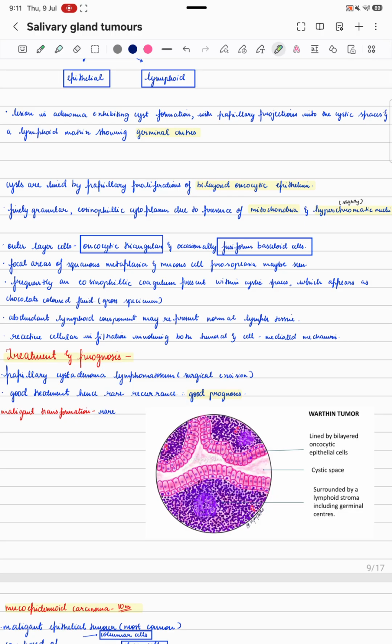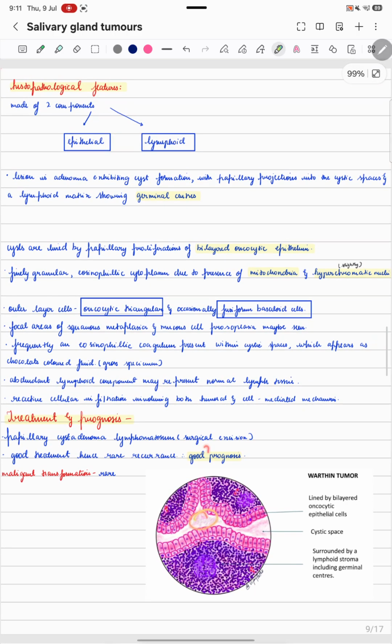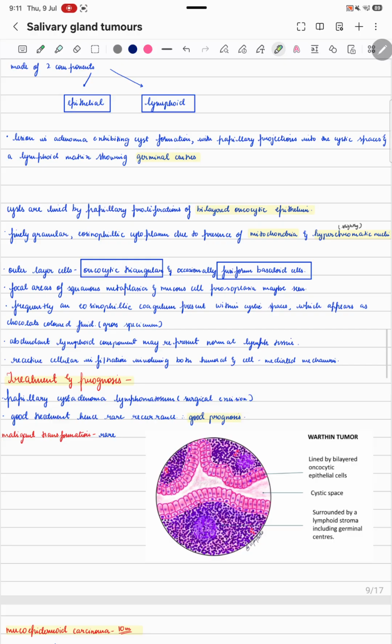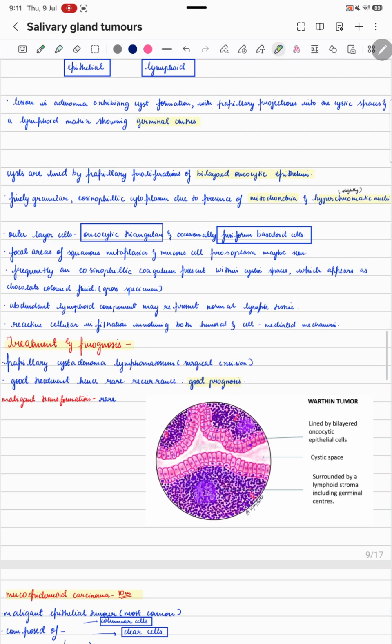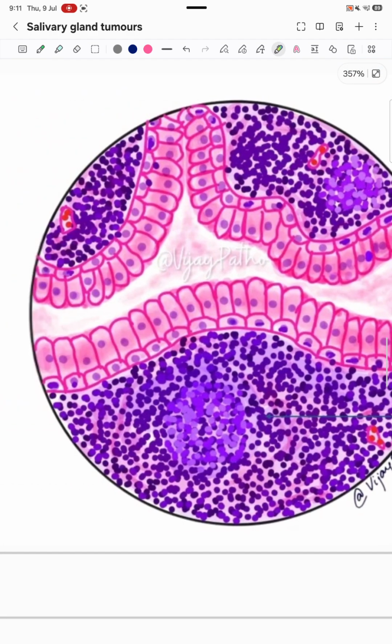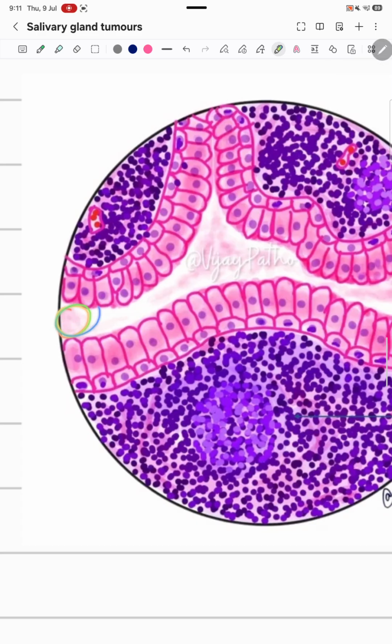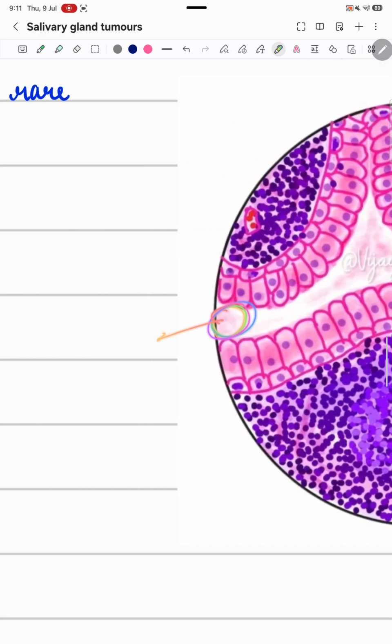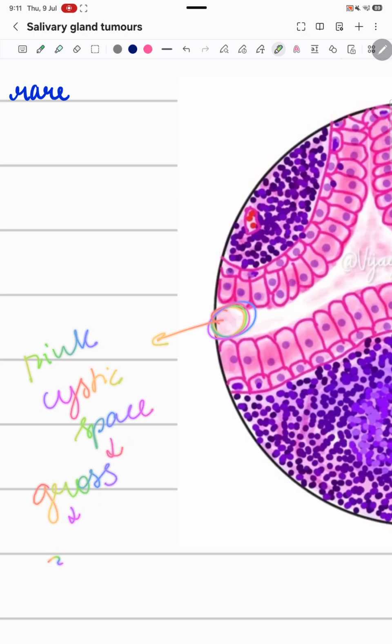Now frequently an eosinophilic coagulum is present in the cystic spaces, and that gives the appearance of a chocolate colored fluid in the gross specimen. So this eosinophilic pink colored layer is your cystic space, and in the gross specimen it may look chocolatey.